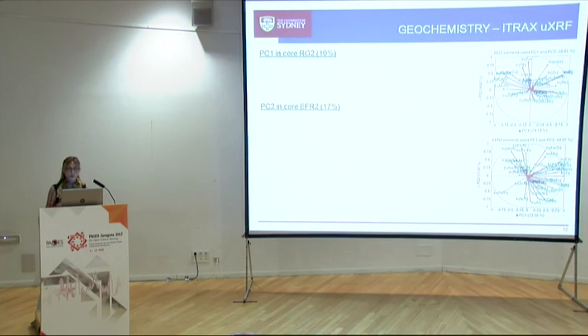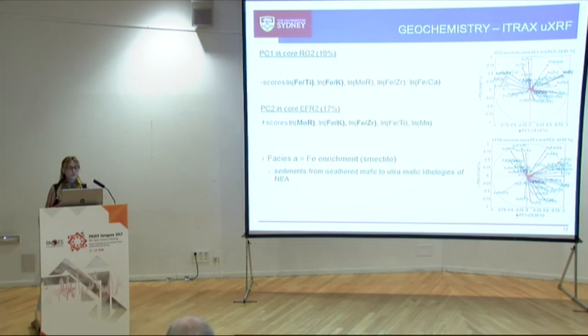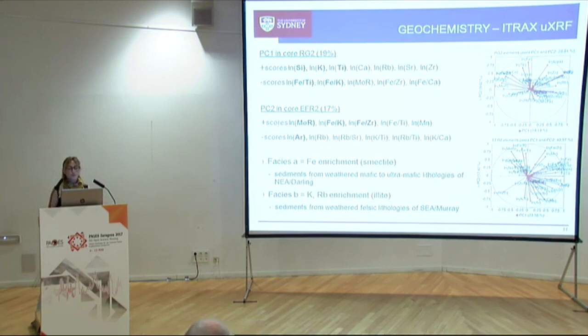The take-home message here is that we have a geochemical signature that we've delineated that really represents the distinct geological catchments of the Darling in the north and the Murray in the south. So facies A had a similar geochemical signature between both cores and had a major enrichment in iron, which is supporting the presence of smectite, although unconfirmed, and is identifying suspended sediments from mafic lithologies of northeastern Australia and the Darling, in direct comparison to facies B, which again was similar between the two cores, with an enrichment in potassium and rubidium, and again supporting an illite presence, identifying suspended sediments from more felsic lithologies of southeastern Australia and the Murray River system.